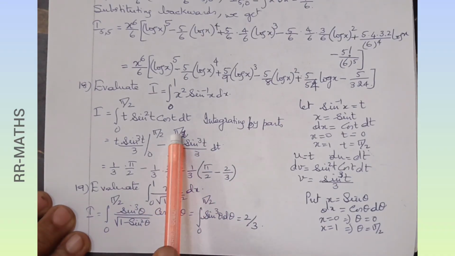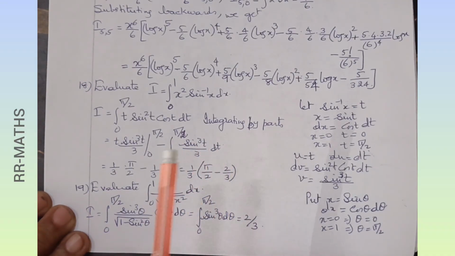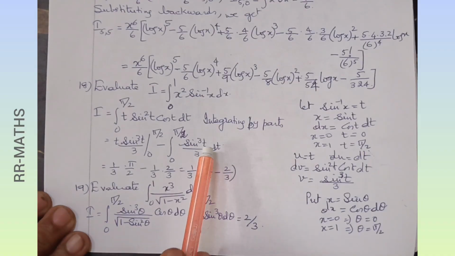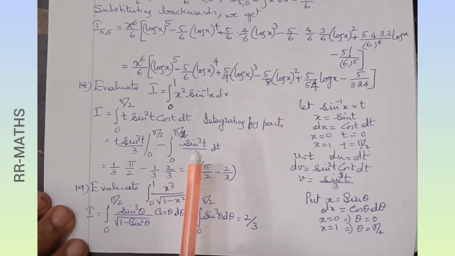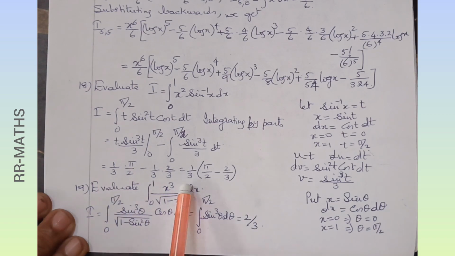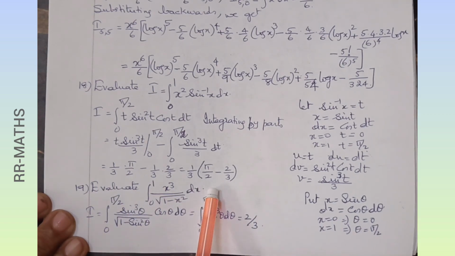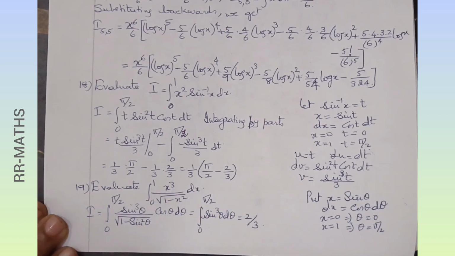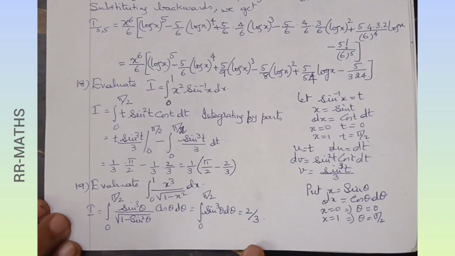You apply your reduction formula here. n minus 1 by n. So this directly comes to 2 by 3. Since it's odd, it stops with 2 by 3. So you just take out 1 by 3 common and you get pi by 2 minus 2 by 3 as your answer. That's a simple 2 marks question.